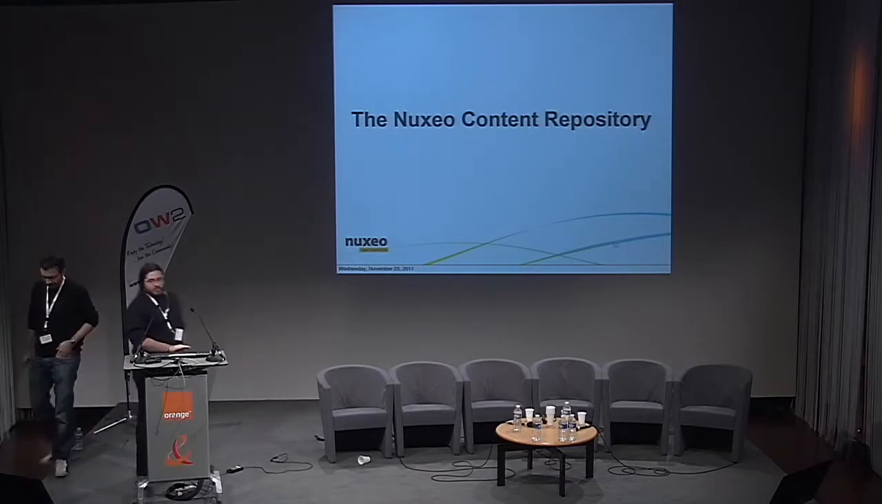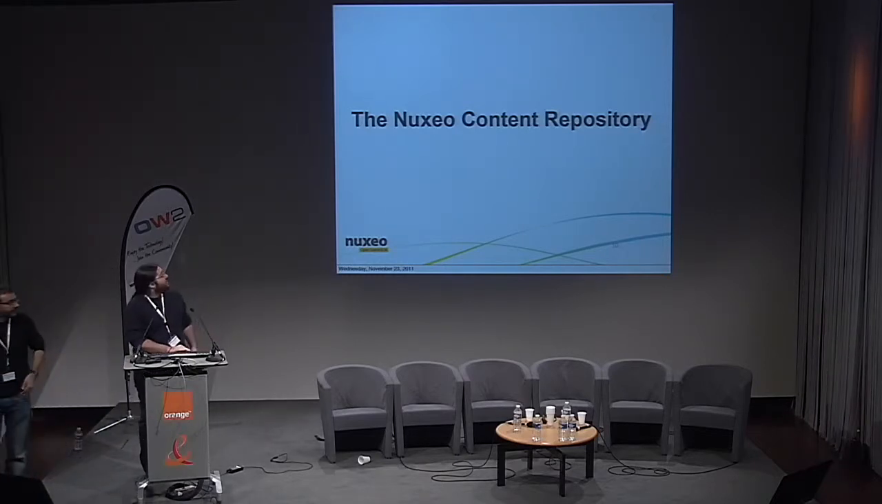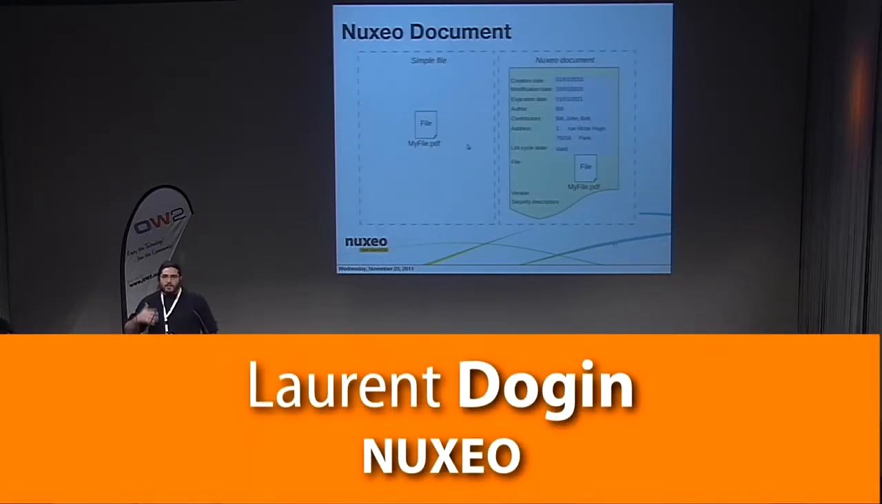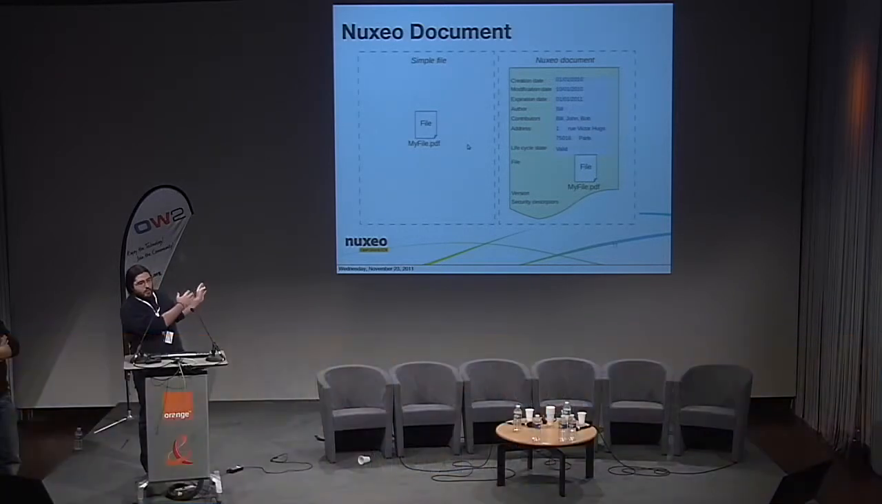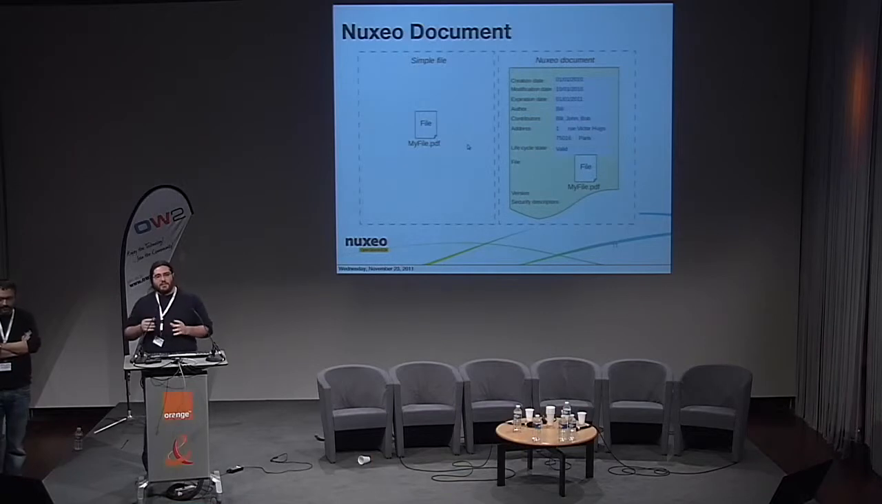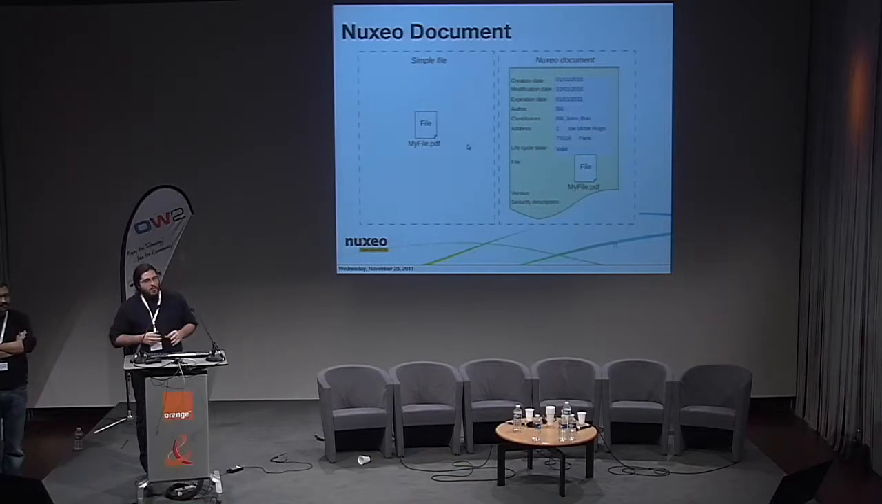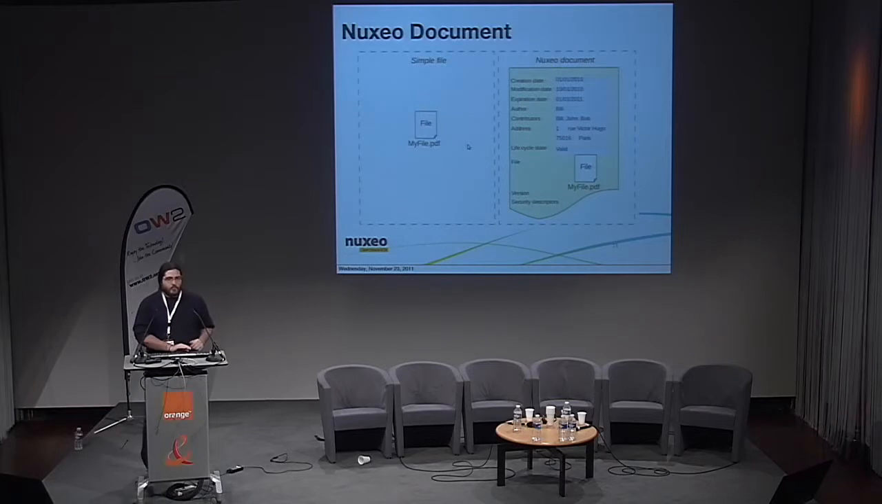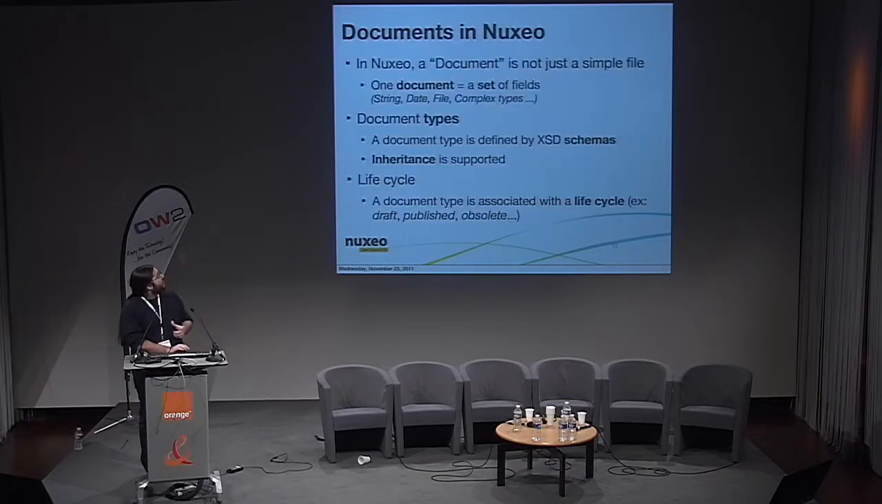Okay, so the content repository, that's our main job, basically. But I'm going to explain what a document is. Well, you could see a document just as one file. That's the left part. Or you can see it in Nuxeo as a file with several metadata. For instance, we have the creation date, the modification date, the author, the address, the life cycle, etc. So that's what we store in Nuxeo.